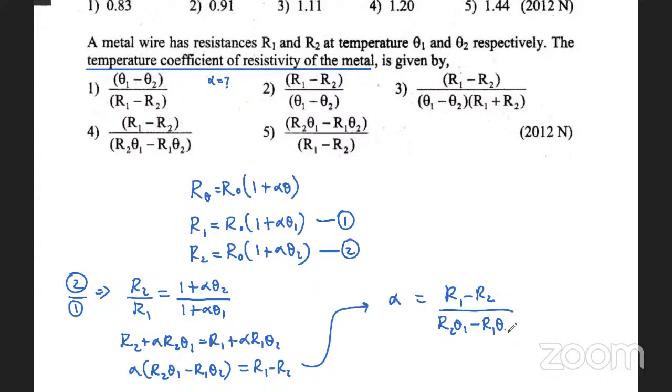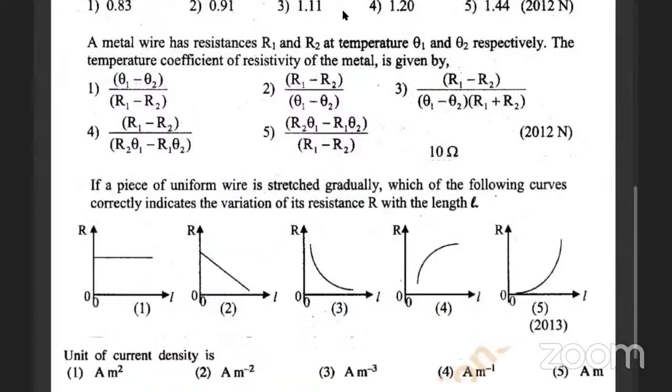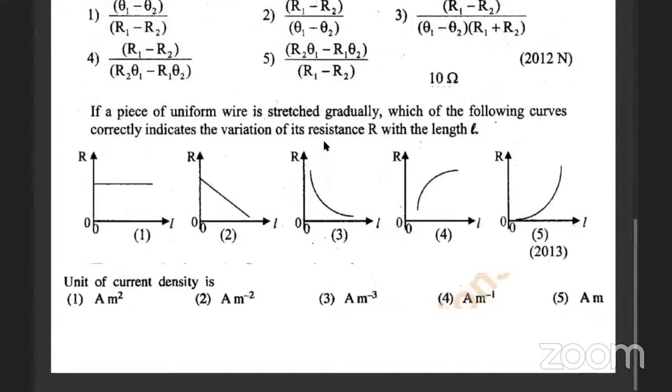That's it. You write the equation, find a way to get rid of R naught. Simplest thing to do is divide them and make alpha the subject. Very simple. We did it in the class as well, so it should not be a problem at all. Done. Two more left. Let's finish it off quickly.